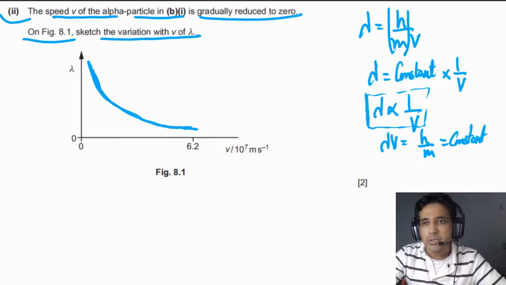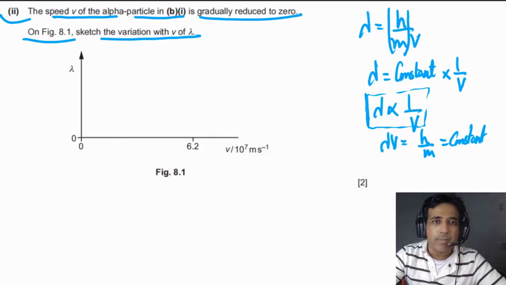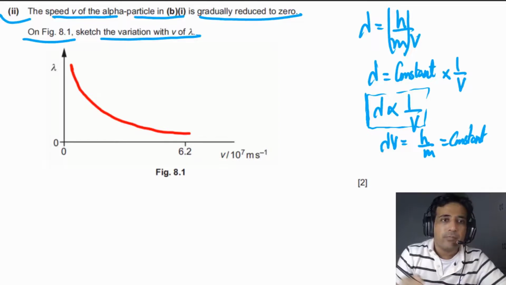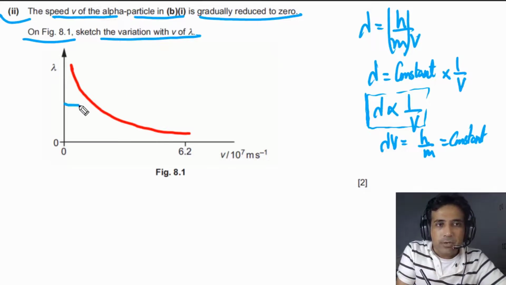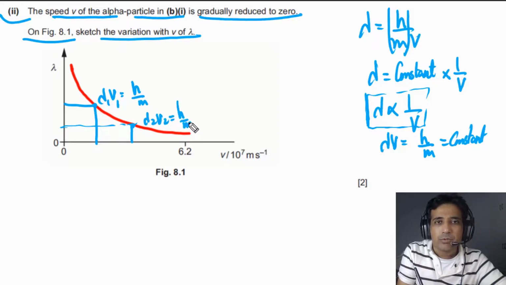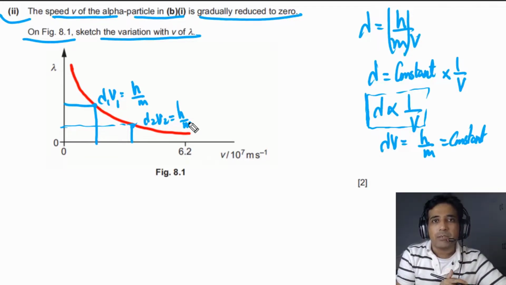So let me draw in a proper way so you can get a better idea about this. This is how you can draw in a proper way. So this is the shape of this graph, meaning this is a hyperbola. And the property of this graph is, if you take any point on this curve, for example this point, and I take another point, the product of lambda 1 times v1 has to be equal to h over m. And at this point, lambda 2 times v2 also has to be equal to h over m, meaning it has to be equal to constant. So it has to stay constant. Then these two quantities are inversely proportional.